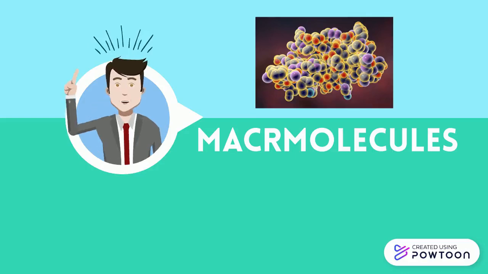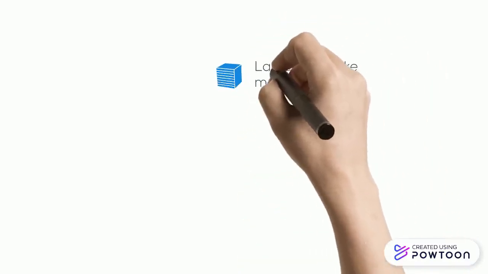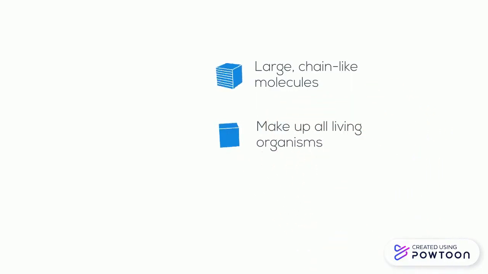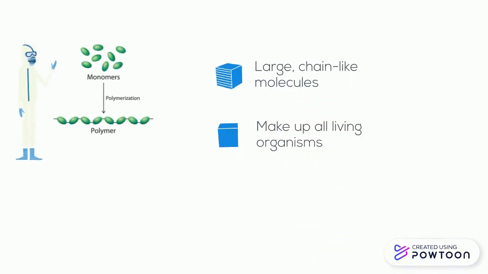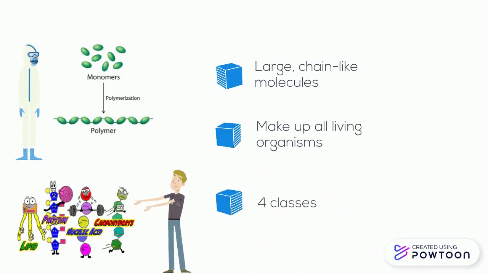To understand autism better, we need to talk about macromolecules. Macromolecules are large, chain-like, complex molecules that make up all living organisms. They have small subunits called monomers, which bind together to form larger units called polymers. There are four classes of macromolecules: carbohydrates, lipids, proteins, and nucleic acids.